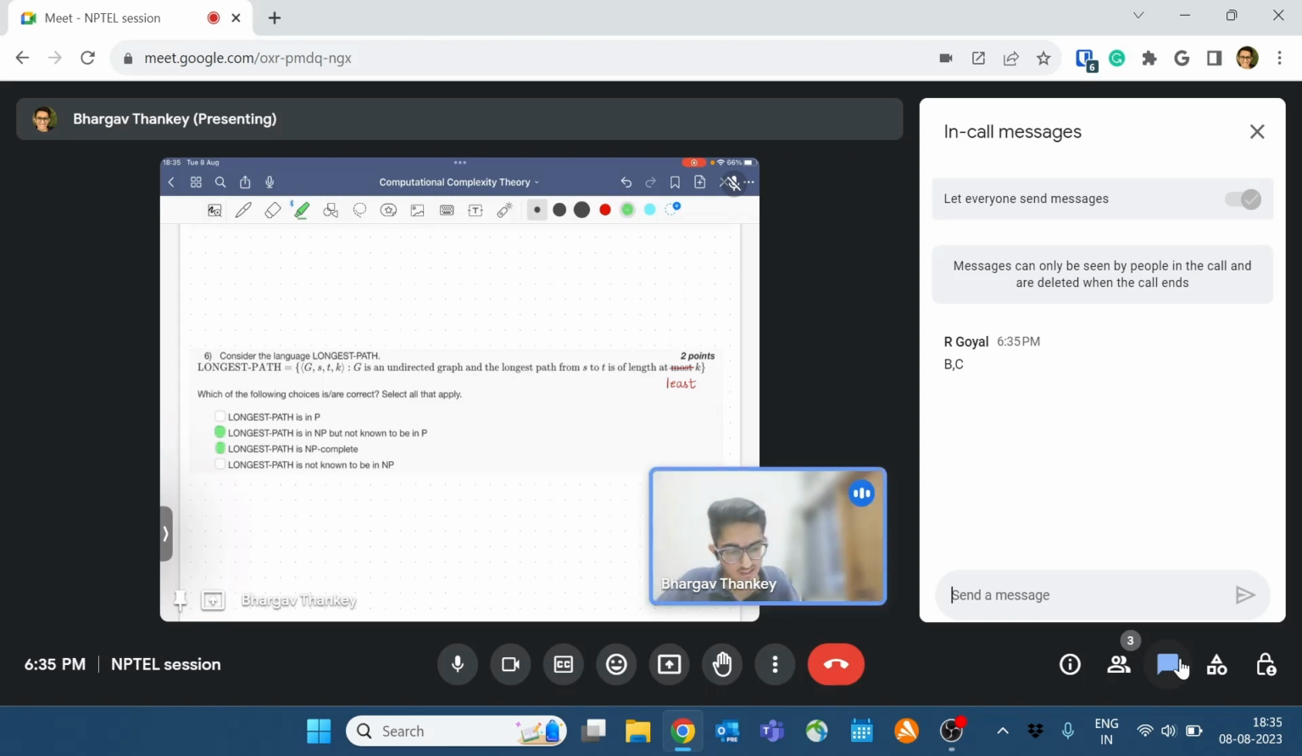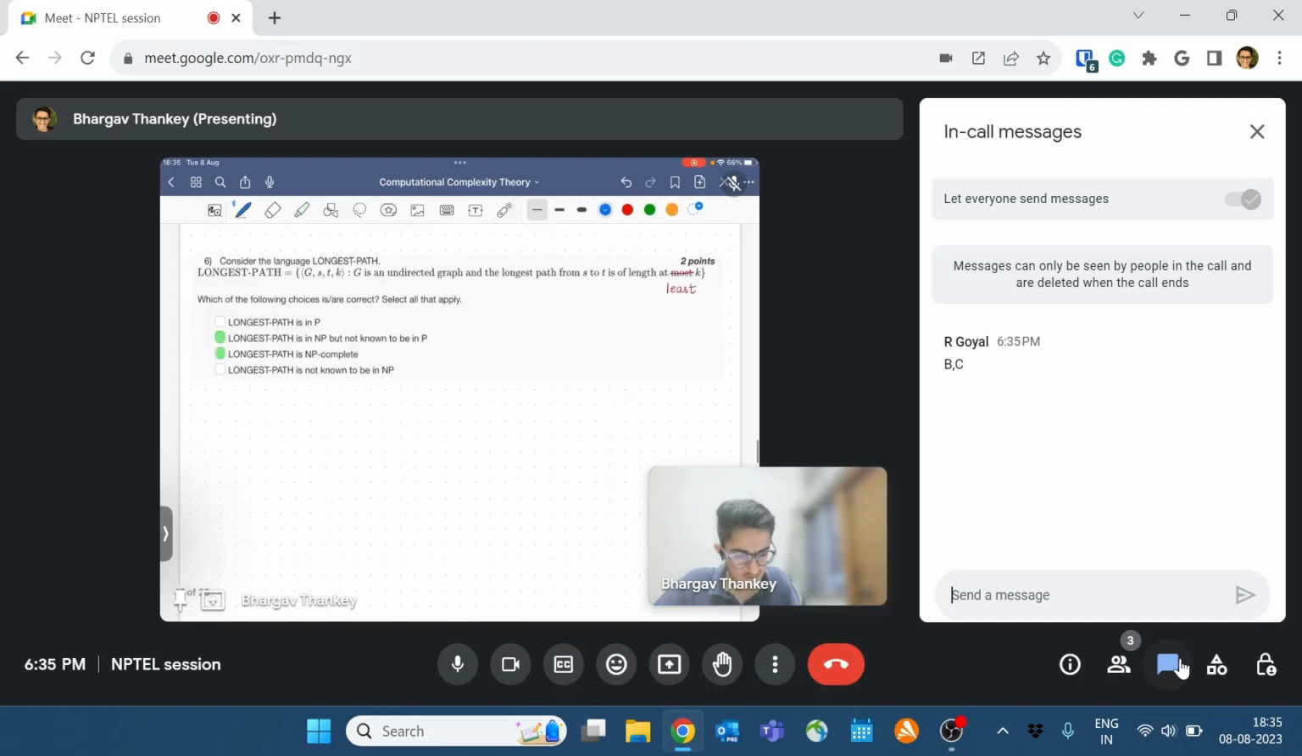And over here, at least matters. If it were at most, then this would, I think, be in co-NP and maybe even co-NP-complete. Okay. So let's first see why this is in NP. Again, I'll just define them to be longest path.